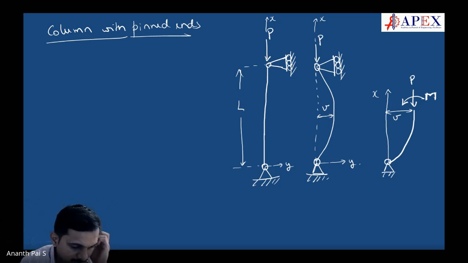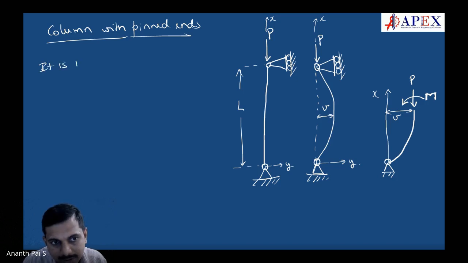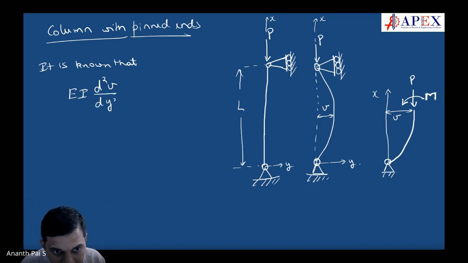See, it is known for us that EI into d square V by dy square is equal to minus M. Correct? In the bending equation we have seen this. Remember this?